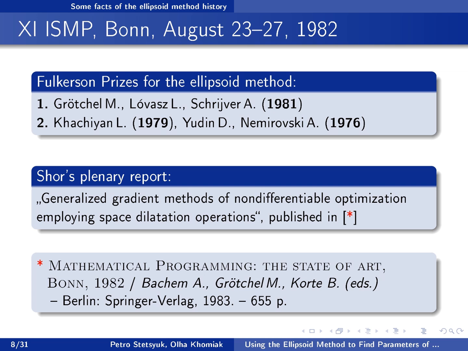The second Fulkerson Prize was awarded to Leonid Khachiyan, David Yudin, and Arkady Nemirovsky for their work in 1979, in which Khachiyan constructed the first polynomial algorithm for the linear programming problem with rational coefficients based on the ellipsoid method, and the 1976 work, in which Yudin and Nemirovsky proposed the ellipsoid method. We have already seen the reference to this work on the first slide.